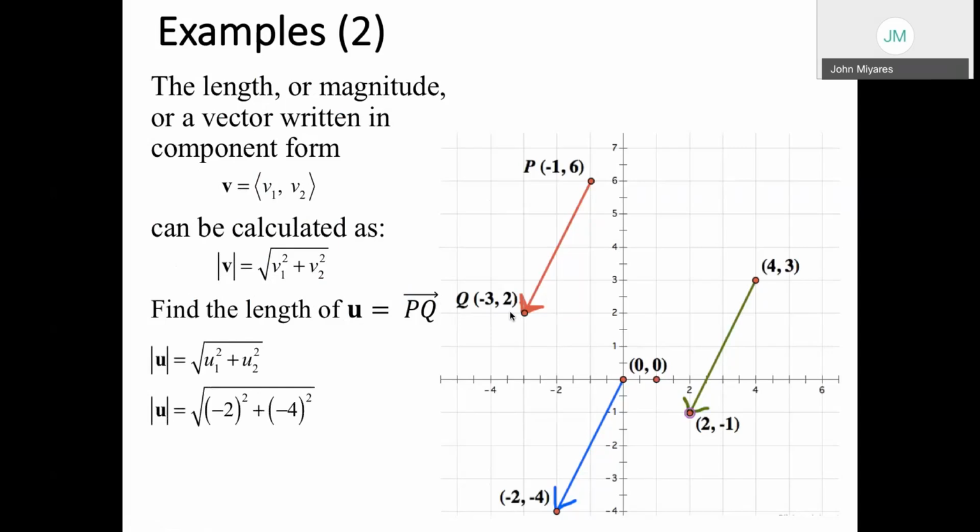Negative 2 squared is 4, and negative 4 squared is 16. When we add those up, we will end up with a 20 under the square root sign. So the magnitude, or the length of this vector u, will be the square root of 20, which can be further simplified as 2 times the square root of 5.